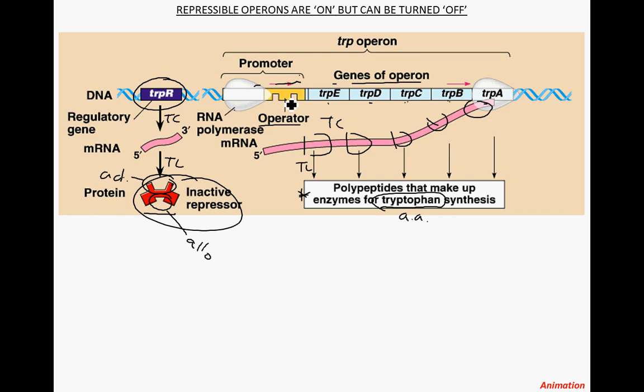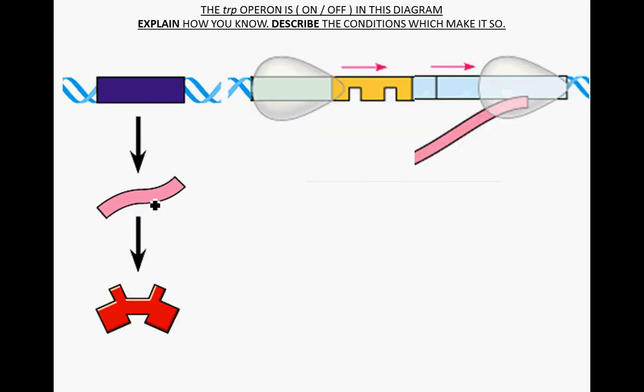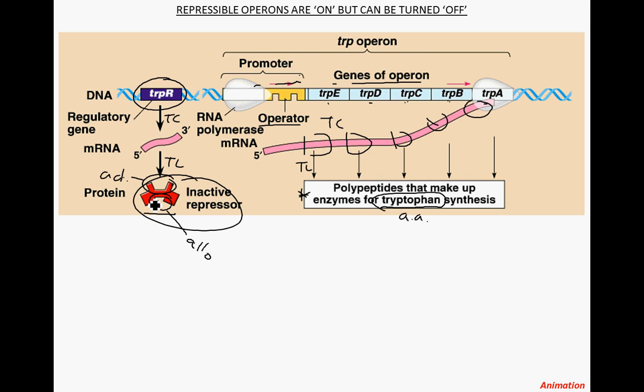So tryptophan levels here must be relatively low. But if tryptophan levels are high, then I don't need to be making the enzymes that make tryptophan. So I want to shut the expression of those genes down for each of those enzymes. When tryptophan levels are high, tryptophan probably acts as an allosteric inhibitor here. If tryptophan acts as an allosteric inhibitor, it binds to the allosteric site, and that will change this inactive repressor into an active one, and then that would bind to the operator there.